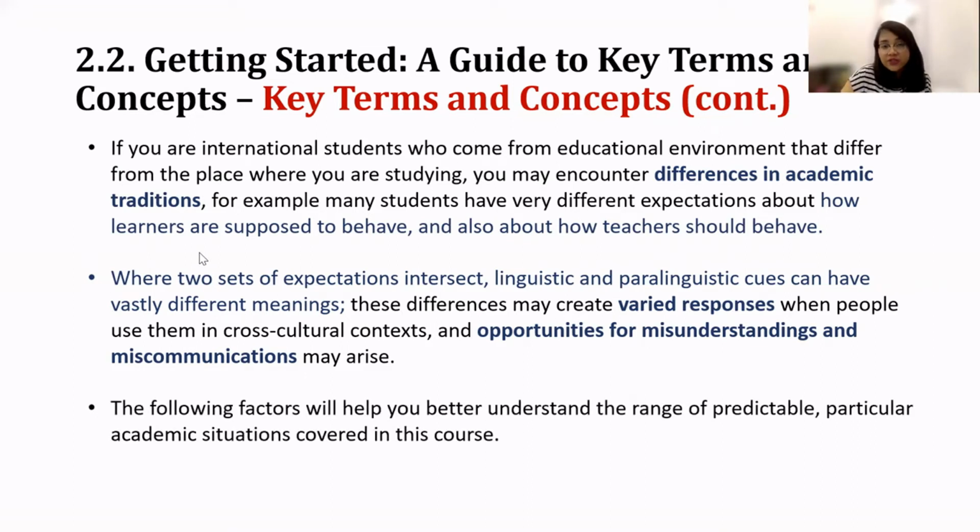And there will be several factors. Well, actually, this first lecture only covers some of them. And of course, there are more than that. But I chose the ones that are the minimum knowledge that we have to know, we have to master. The following factors will help you better understand the range of predictable, particular academic situations covered in this course. Now let's see the factors one by one. There will be 5 or 6 factors that we will cover.